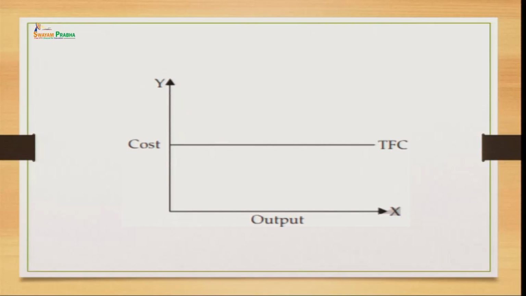This is how we represent the fixed cost curve. Here on the x axis we have output and on the y axis we have cost, and you can see this line which shows that the fixed costs remain fixed even if the output is 0 or we increase the output or we further increase the output, the cost will remain the same, there will be no change to it, right.